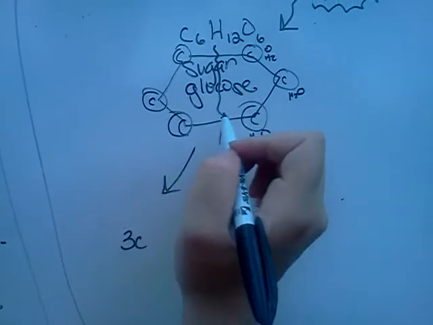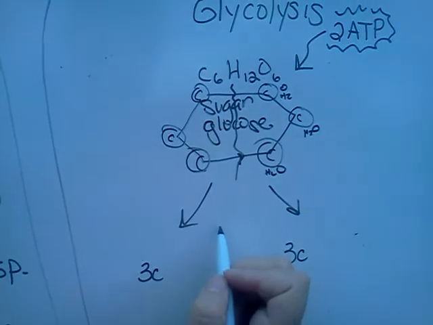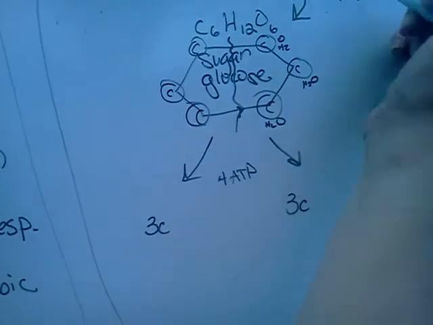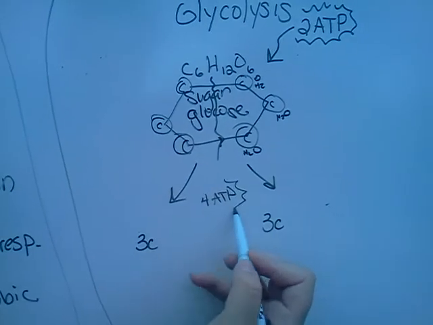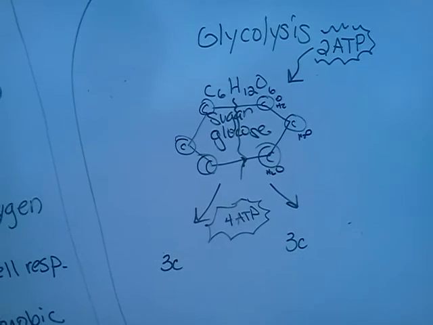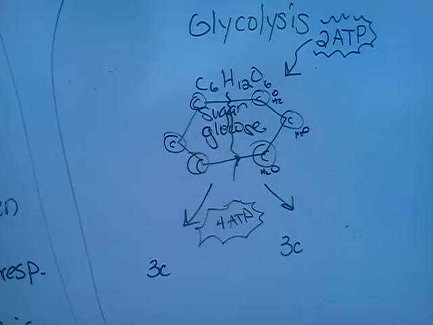That releases, because every bond you break, those bonds are storing energy, they're also going to release energy. So you're going to make 4 ATP. So you're still ahead. You spent 2 ATP, but you made 4. Not bad. But we're a big organism. We can't survive on 4 ATP. We're going to need to break that down further to get more energy.